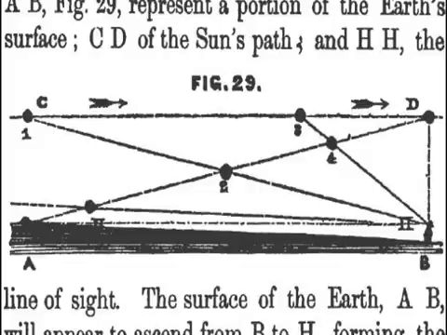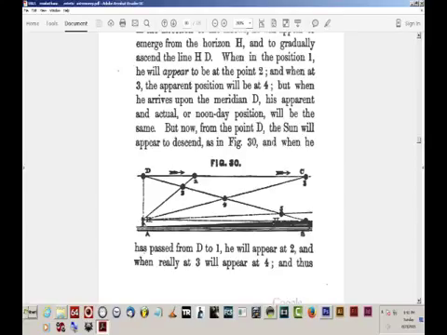But now from the point D, the sun will appear to descend, as in figure 30, and when he has passed from D to 1, he will appear at 2, and when really at 3 will appear at 4, and thus, continuing his course in the direction DC, he will reach the horizon at H and disappear, or "set," to the observer at HA.